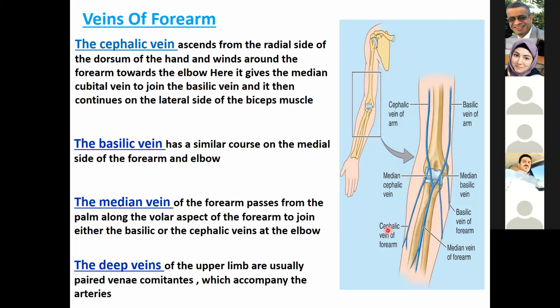The basilic vein has a similar course on the medial side of the forearm and elbow. This is the basilic vein of the forearm. The median vein of the forearm passes from the palm along the volar aspect of the forearm to join either the basilic or the cephalic veins at the elbow. This is the median vein of the forearm. The deep veins of the upper limb are usually paired venae comitantes, which accompany the arteries.